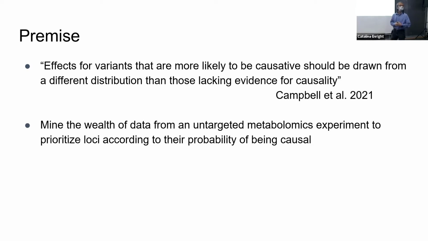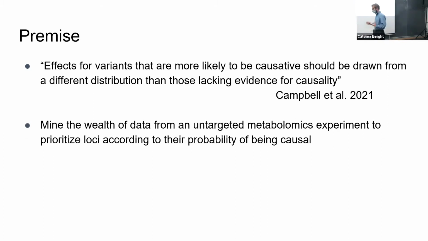So here's the premise of what we're doing. The idea is, you have some metabolite, and there are variants that cause it to have different levels. If you have a handle on the causal loci, when you're estimating their effects, you want to estimate those effects from a different distribution than loci for which you have no evidence of causality. I thought Malachi Campbell stated that really nicely in his paper last year.